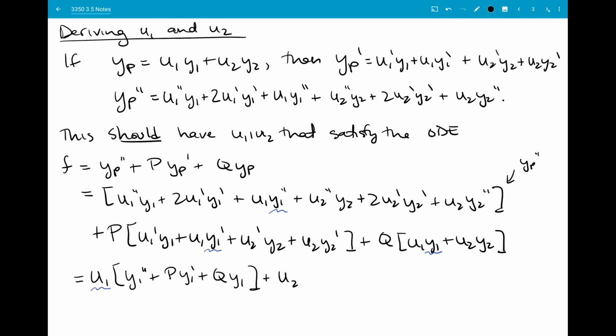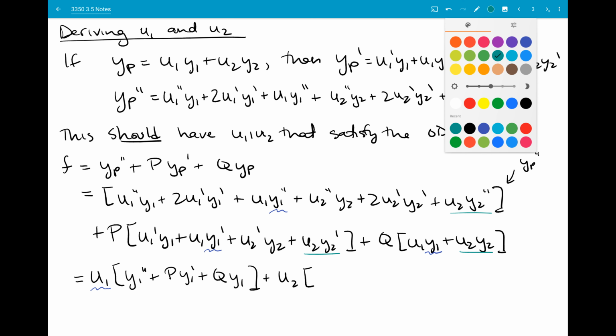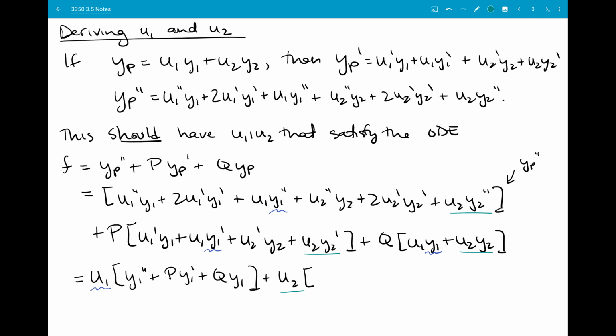And I'm going to do the same thing with u2. So I've got u2 times y2 double prime right there, times y2 prime right there, times y2 right there. Oops, and I better indicate where I'm putting that. So I'm going to have u2 times y2 double prime plus p times u2 times y2 prime plus q times u2 times y2. So I've represented all those terms together.